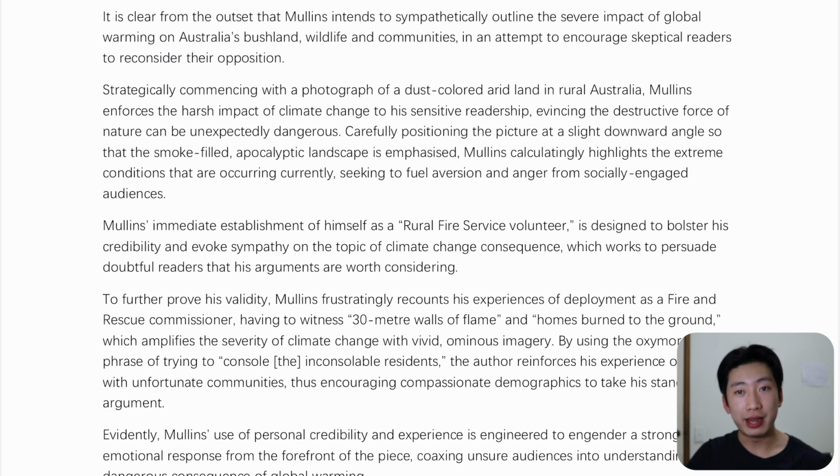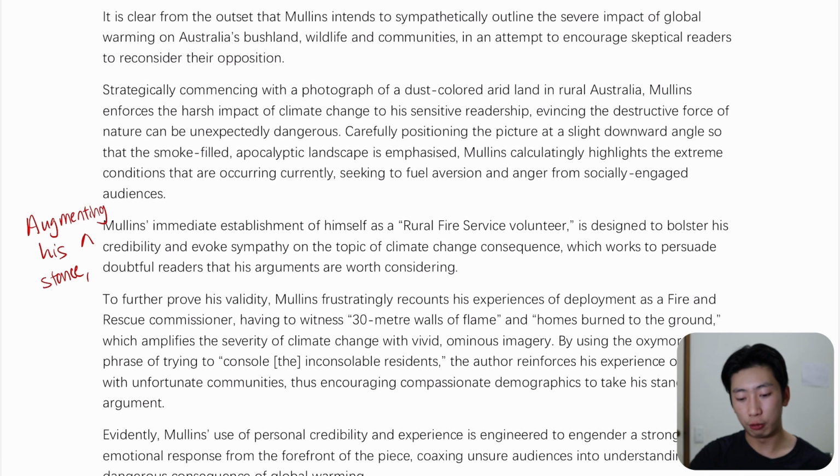So something like augmenting his stance, comma, Mullins' immediate establishment of himself as a rural fire service volunteer is designed to bolster his credibility and evoke sympathy on the topic of climate change consequence. And then that persuades doubtful readers that his arguments are worth considering. So I think we can add that there.